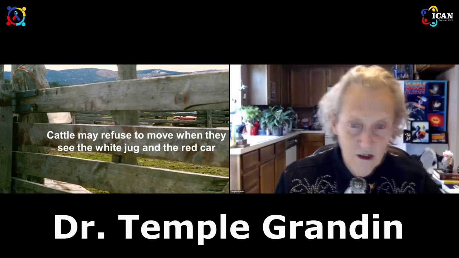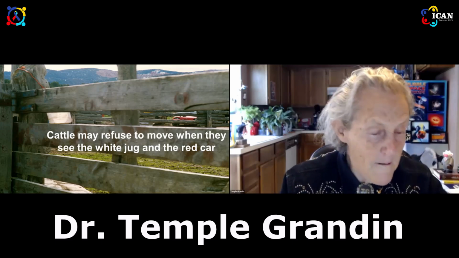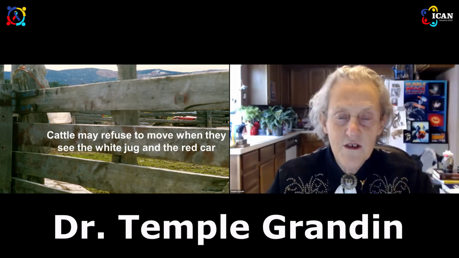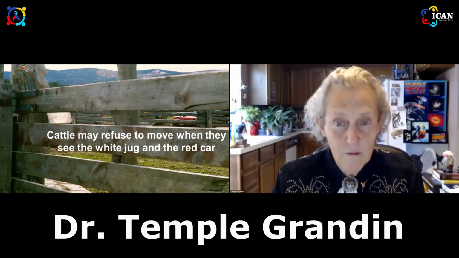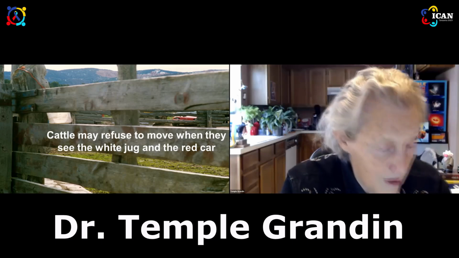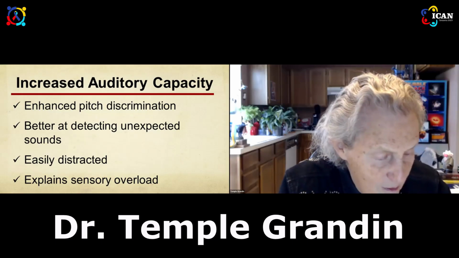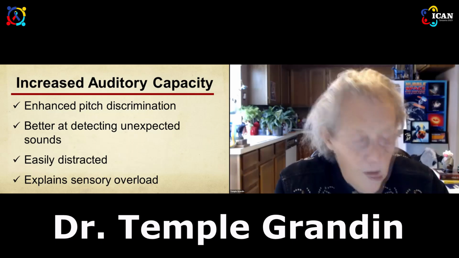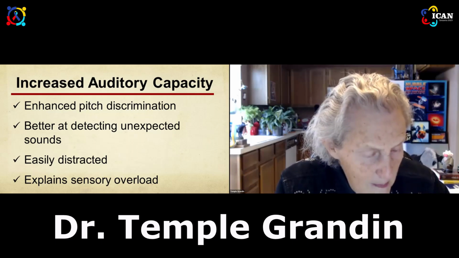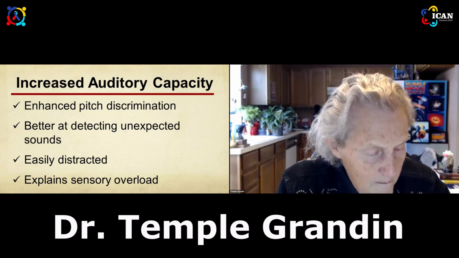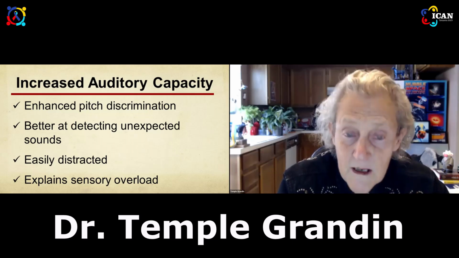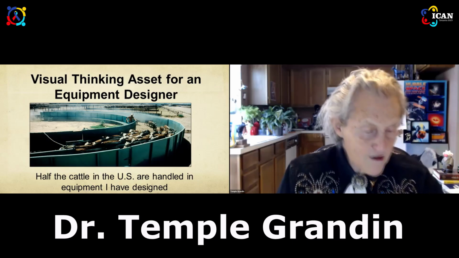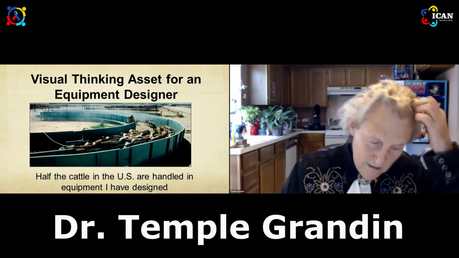Next slide just shows seeing a car through the fence, picking up little details in the environment. Animals live in a sensory-based world. They don't live in a word-based world. They live in a sensory-based world. Next slide just talks about some things that have been learned about autism on auditory capacity, much really good pitch discrimination, hearing unexpected sounds. The next slide just shows a curved cattle handling facility.